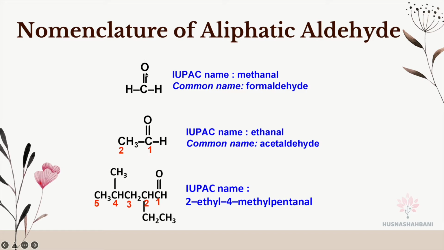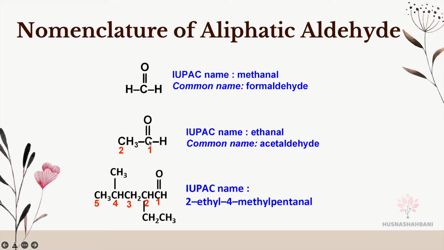Nomenclature of aliphatic aldehyde. This aldehyde, C double bond O, has a hydrogen. It contains 1 carbon only, so the IUPAC name is methanal. The common name for methanal is formaldehyde. Next, 2 carbons in an aldehyde, it is ethanal. Ethanal's common name is acetaldehyde.